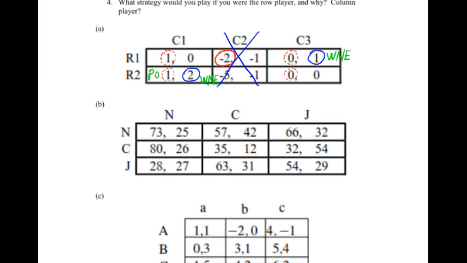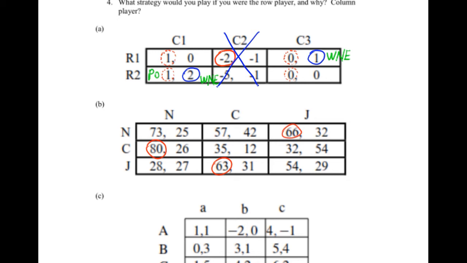Again, we want to draw the preference circles, and I'm going to go through it a little bit faster this time so you get a feel for it. First, looking at if the column player chooses N, what is the preference for the row player? 80 is the best, so that's strictly preferred. Moving on to column C, 63 is best. Moving on to column J, 66 is best.